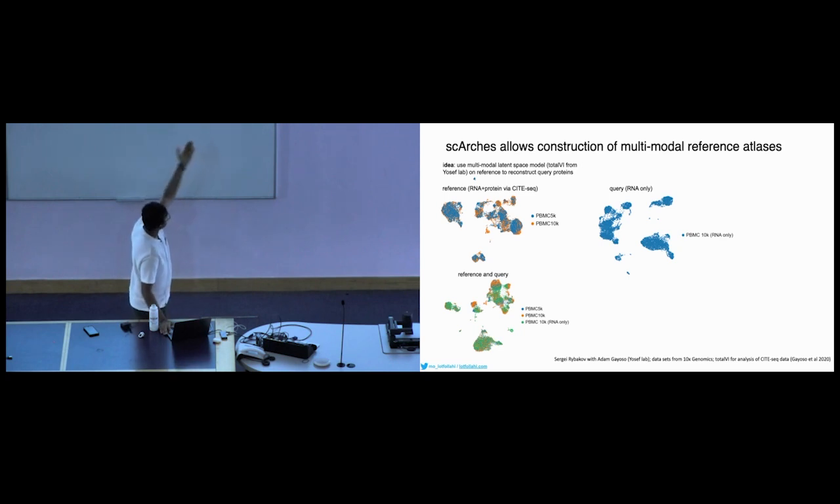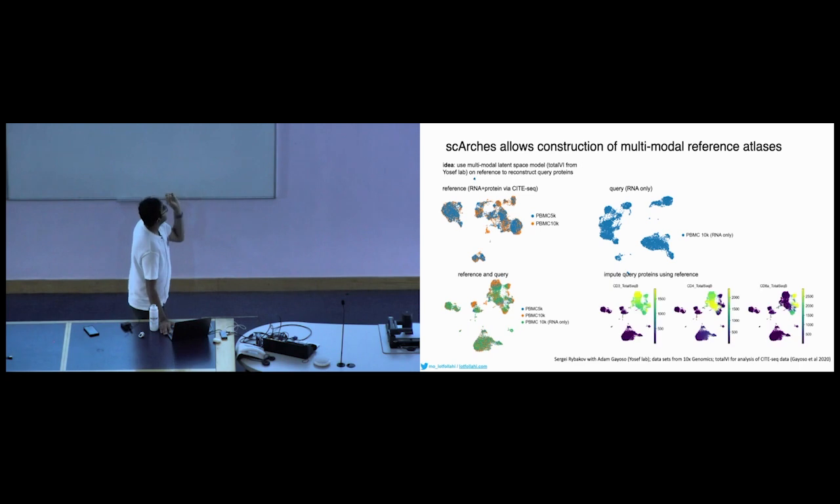And what you see here is the integrated representation of the reference and the query. And what you see on the right is basically imputed protein abundance for the query data set, which was only single-cell RNA-seq. So the idea is this transfer learning could not just be on cell type levels, which I'll show in the next slide, so discrete information. It could be also continuous information that you could further impute.